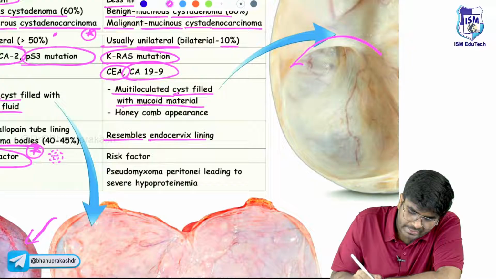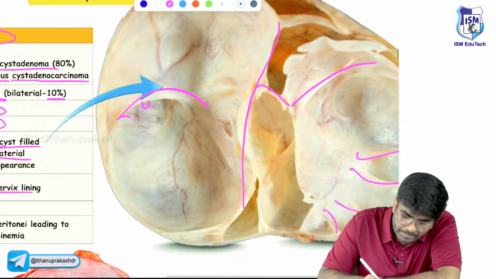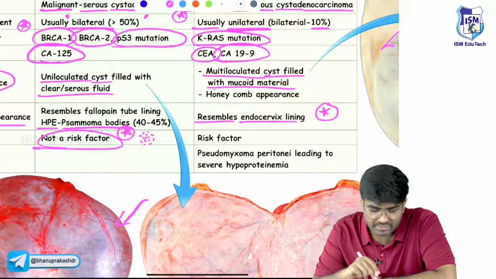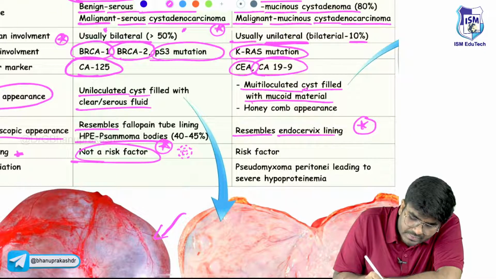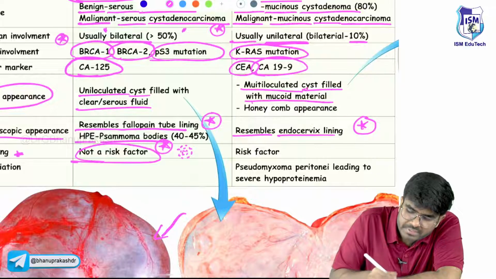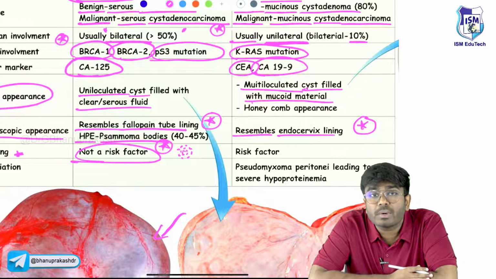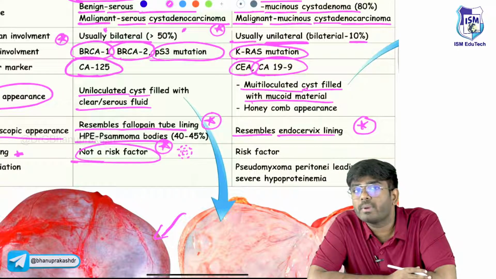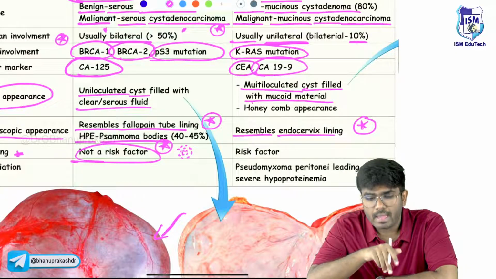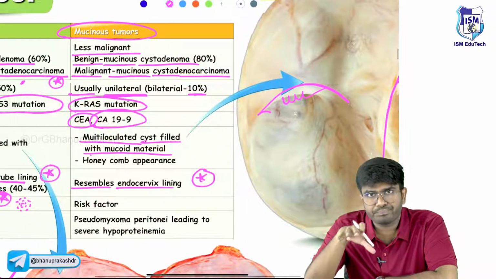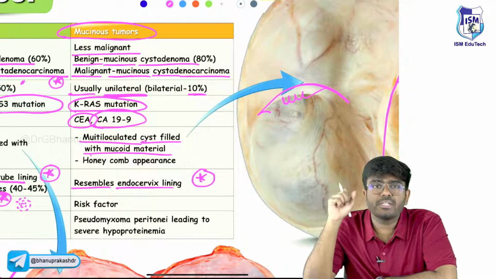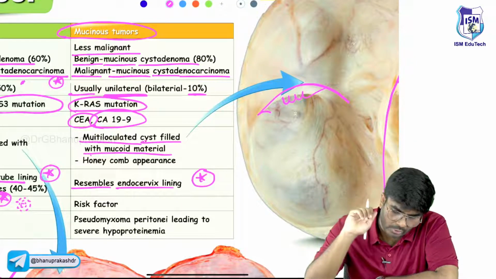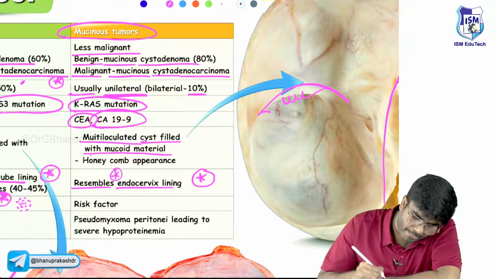Now, what is the lining? See, the lining epithelium is going to resemble the endocervix. This is one thing which I haven't explained here. In serous tumors, the lining epithelium resembles the fallopian tube lining. MCQ, very, very important point. And in mucinous tumors, the lining is going to resemble the endocervical lining.